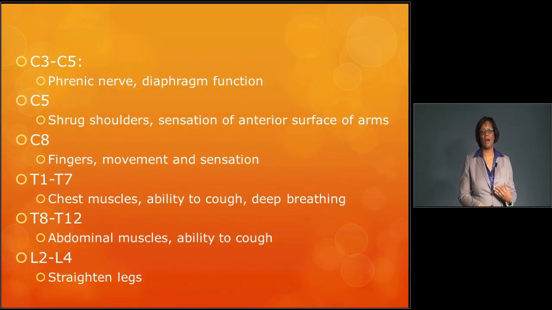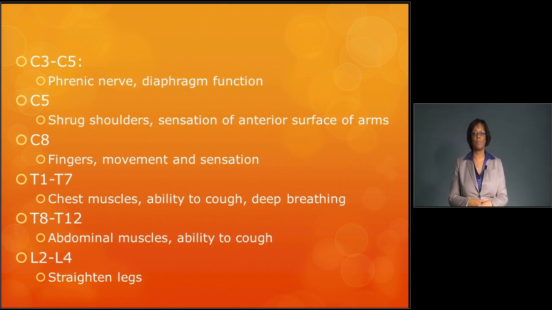So we've isolated out the different areas of the spine that innervate certain areas of our body, so that when you're doing your assessment, you can pretty much figure out, based on the limitations of your patient, where their injury is about. So I just want to bring your attention to one area, which would be T1 through 7, because that is where the chest muscles, the ability to cough, and deep breathing would be affected. So anything above T1 through 7 is probably going to have some respiratory dysfunction, so you need to be able to provide that support.